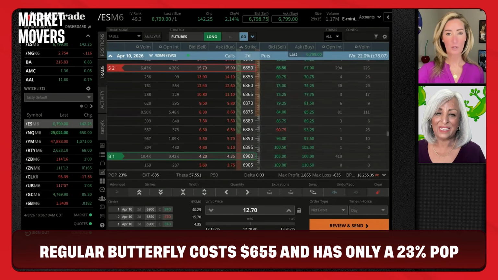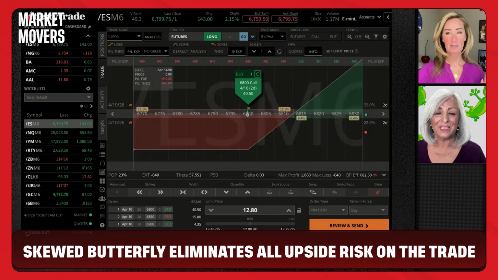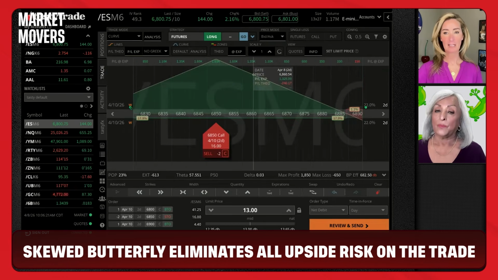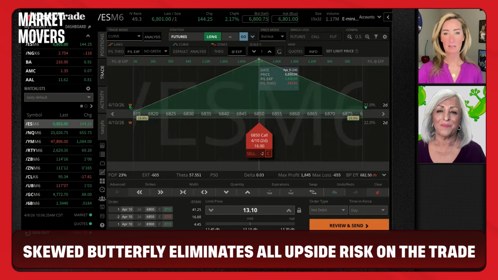I'm going to go to the regular butterfly, and we're going to look at it on the analysis page, and then we'll do both, if that's okay. Do I have anything else in ES? No, we don't. Okay, so this is what a traditional butterfly looks like on the analysis page, where there's this high peak right here.